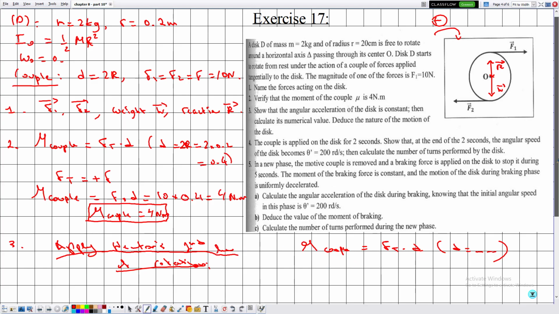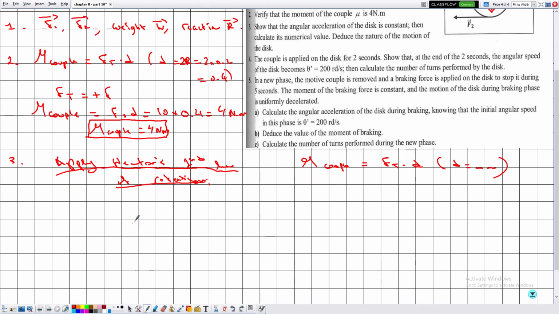And we have in this case the sum of moments is equal to I alpha. So what are the different moments acting on the disk? We have moment of the weight plus moment of the reaction, all of them around the axis delta, plus moment of the couple, which is equal to I alpha.